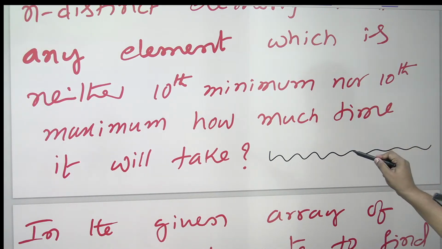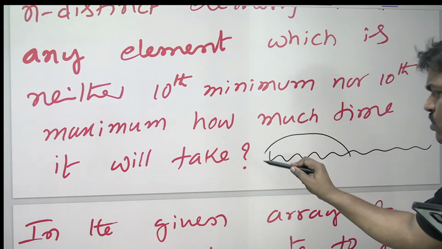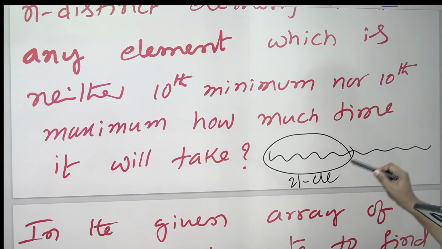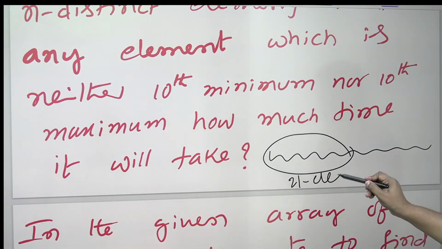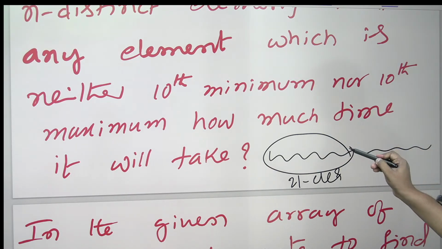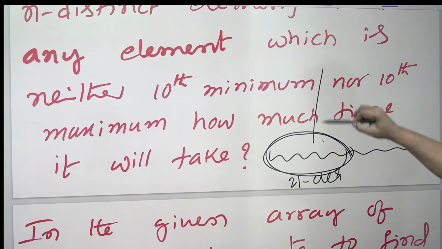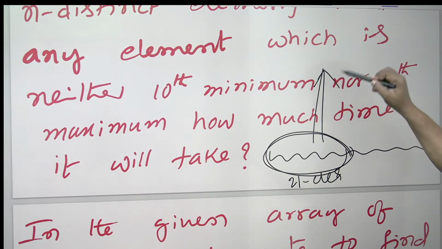In this array, take the first 21 elements. In the given array, so many elements are there. Take the first 21 elements, and after taking them, sort them.